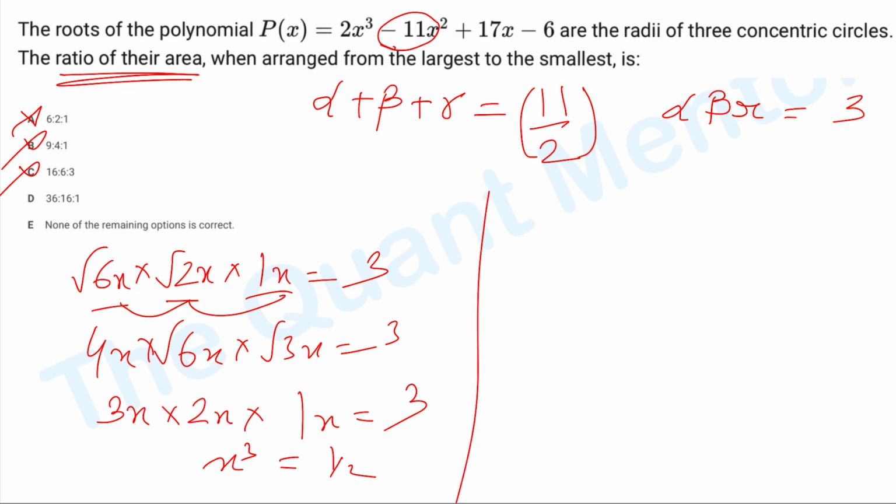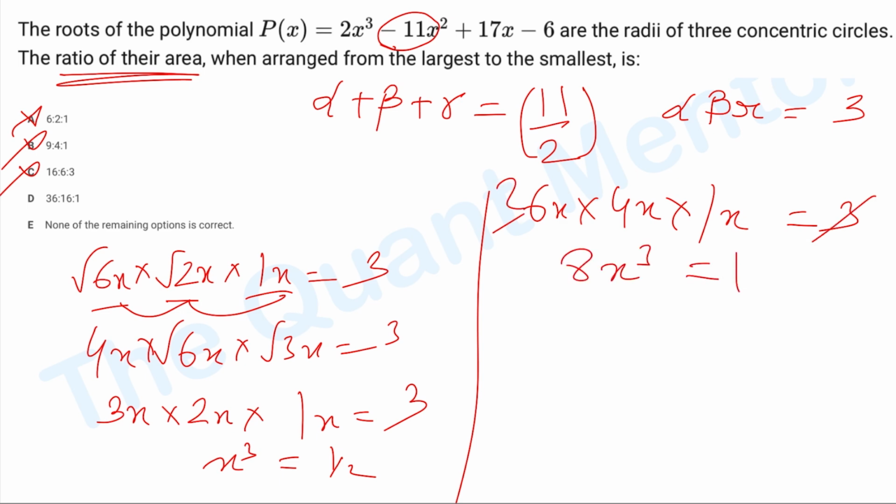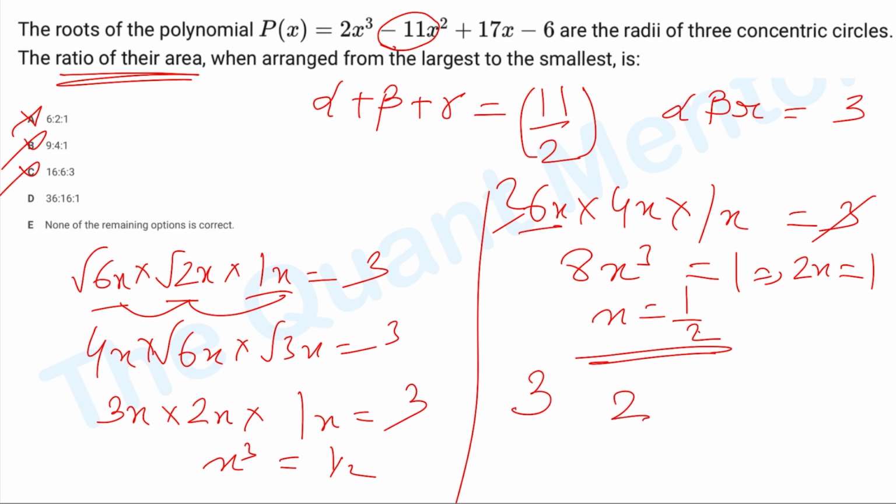As per option D, the ratio of areas is 36 is to 16 is to 1. The square roots are 6, 4 and 1. This is the ratio of the radii. Take the radii as 6x, 4x and 1x. Their product should be equal to 3. So 6x into 4x into 1x is 3. 3 ones are 3, twos are 8, I get 8x cube is 1. Taking cube roots on both sides, I get 2x is equal to 1, or x is equal to 1 by 2. If x is equal to 1 by 2, the radii are 6 into 1 by 2, 3. 4 into 1 by 2, 2. 1 into 1 by 2 is 1 by 2.